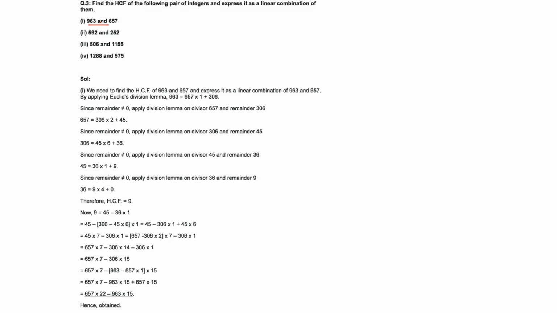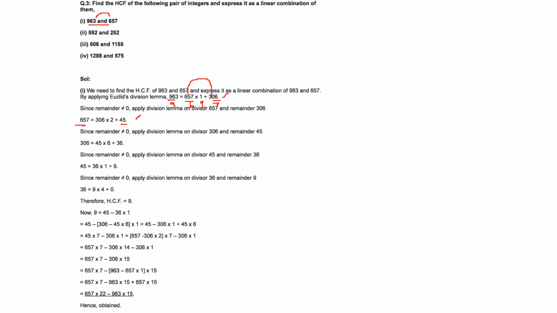So 963 and 657, which one is bigger? 963, of course. So 963 can be written as 657 into 1 plus 306. This is your A, this is your B, this is your Q, this is your R. So this is following Euclid's division lemma. Because 306 is not a zero remainder, 657 and 306 have to be taken as A and B. So 657 can be written as 306 into 2 plus 45. Again, remainder is not 0.